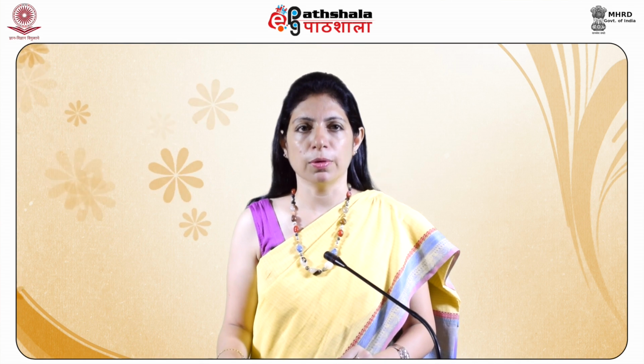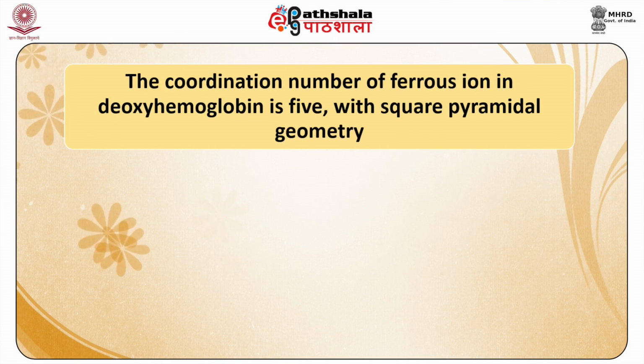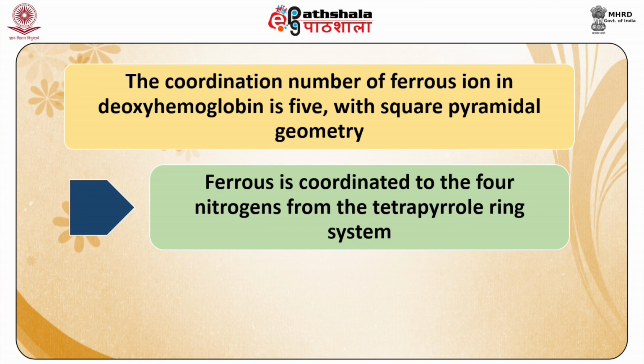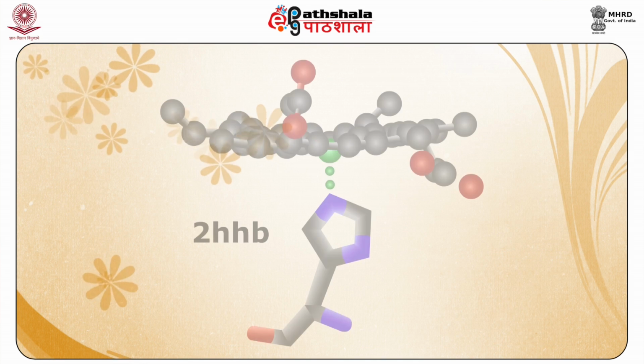We have already learnt in Module 19 that hemoglobin is a tetramer with 4 subunits. Each subunit of hemoglobin contains a single molecule of heme and a polypeptide chain, also referred to as the globin. Heme is a ferrous protoporphyrin complex. In hemoglobin, the coordination number of ferrous is 5 with a square pyramidal geometry. Ferrous is coordinated to the 4 nitrogens from the tetrapyrrole ring system and 1 imidazole nitrogen from the histidine residue of the polypeptide chain, as shown in the figure.